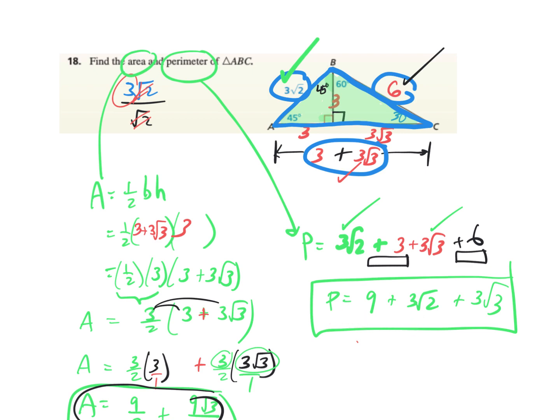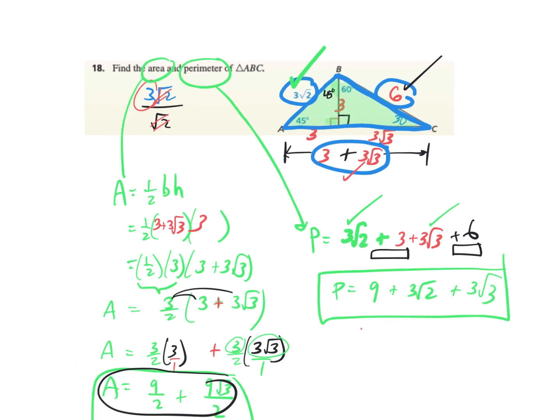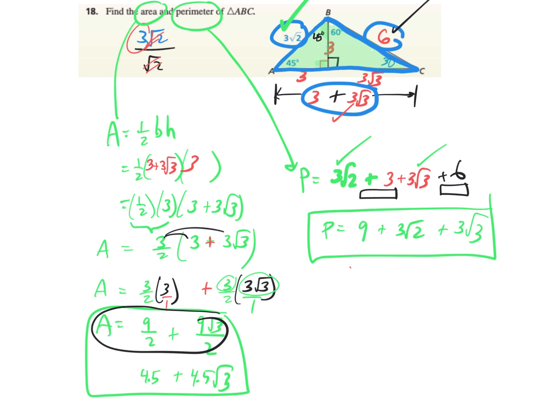That's it. We could put these things into our calculator, but these are the exact answers. 9 halves plus 9 root 3 halves is the area in square units, and the perimeter is 9 plus 3 root 2 plus 3 root 3 units.